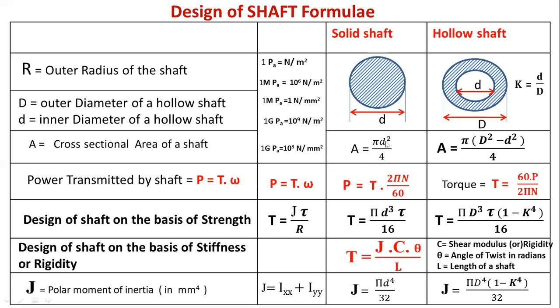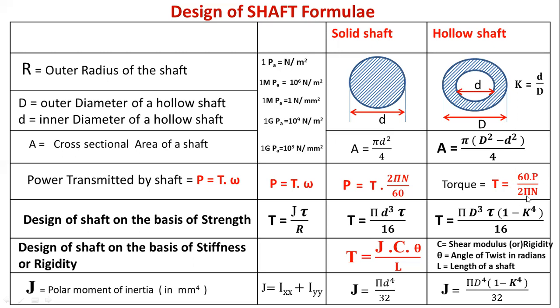Already we know that the power transmitted by any shaft, solid or hollow, power P equals the torque transmitted by the shaft times the angular velocity of the shaft. Omega is the angular velocity, omega equals 2 pi N by 60. So power P equals torque into 2 pi N by 60. From this equation, you can get the value of torque transmitted by the solid shaft and hollow shaft. This formula is the same for solid and hollow shaft. Torque T equals 60 P by 2 pi N. It is very important for determining the mean torque value.